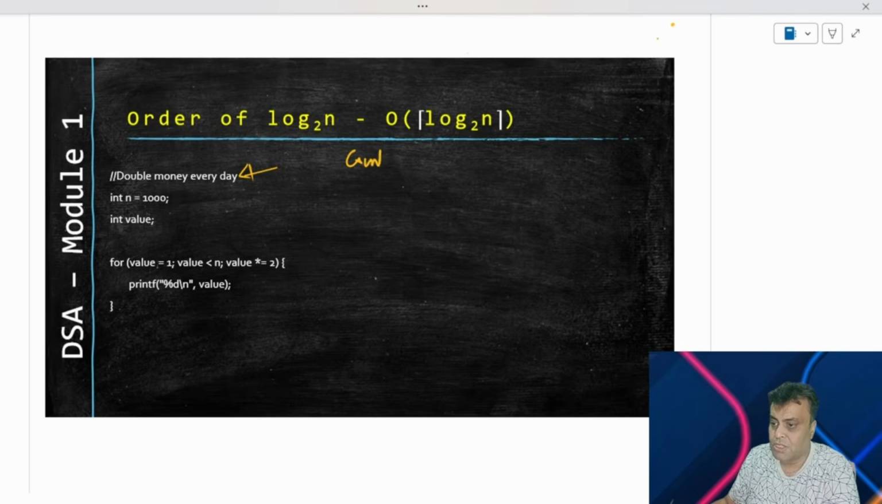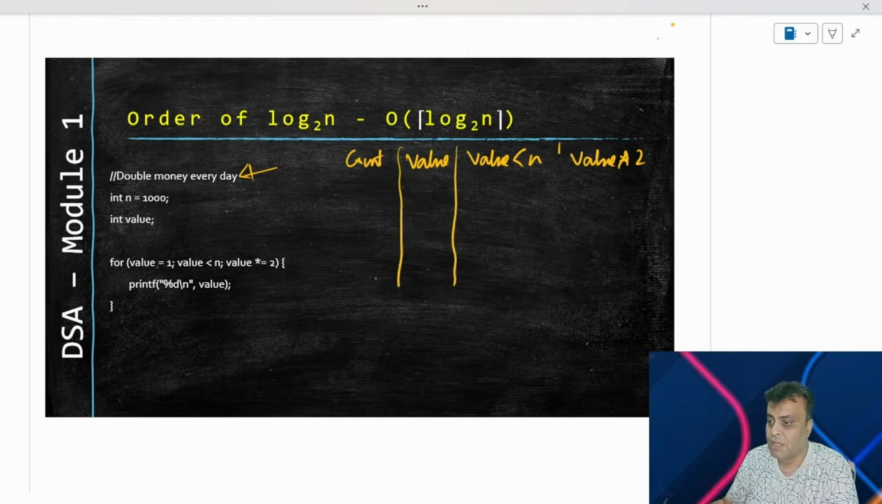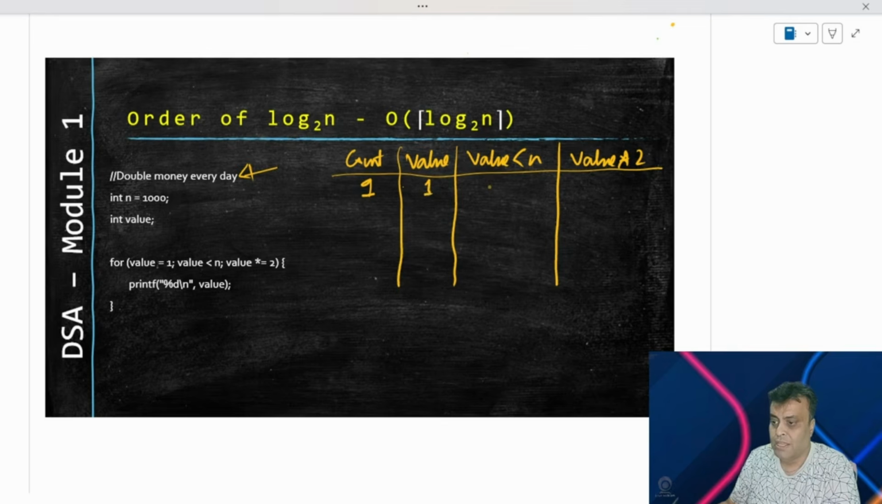Let's put a count here. Let's put a value here, and let's put value getting compared with n, and let's put the value incrementing to a multiple of 2. Let us try to figure out if we can run this on a dry run and see if we can generate a pattern. The first time this particular algorithm runs, the value is 1. And this value is less than n. Let's take n as a large number, let's take n as 100, right? So we have 1 is less than n. That is true. So if this is true, then this loop will actually run and value will eventually become 2.